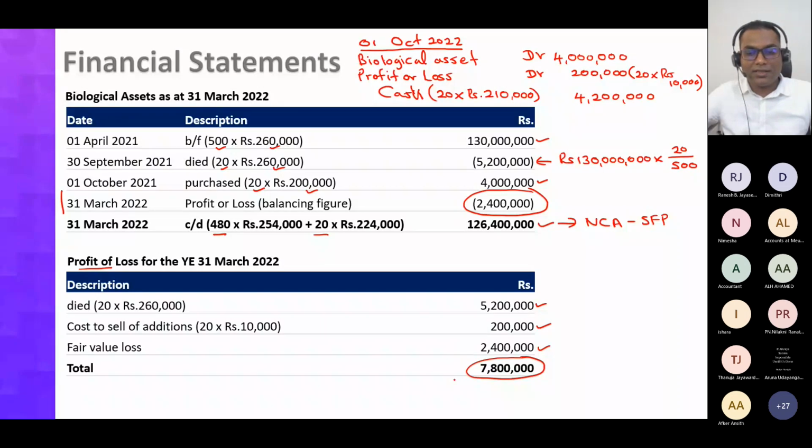Okay, so where are we going to charge this 7.8 million? That's a management decision, right? The standard doesn't specifically mention that if a cow has died, 5.2 million is to be charged here to the P&L, 200,000 under this heading. No, it says it has to be charged to the P&L. Management has to decide. So based on faithful representation, where you should charge this 7.8 million in the P&L. This is actually their main business. If it is the main business, you need to charge it to the cost of sales.